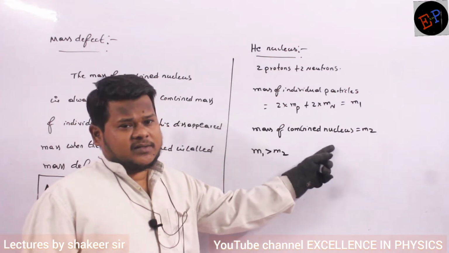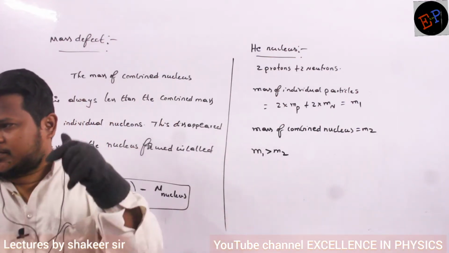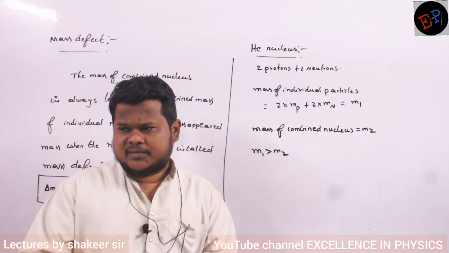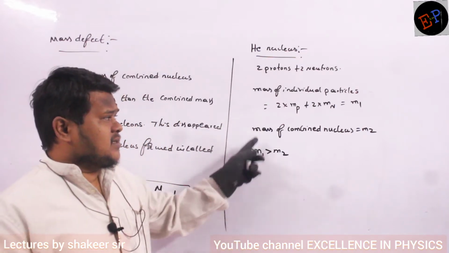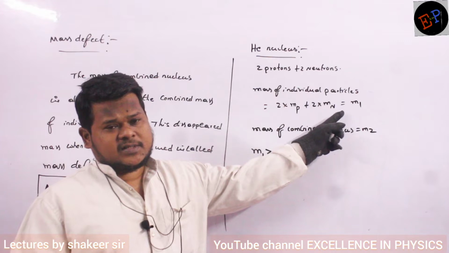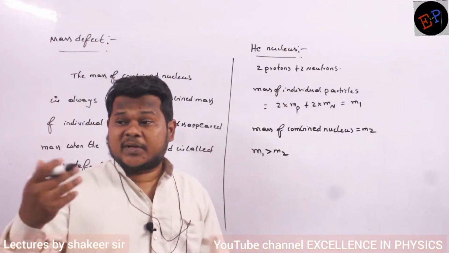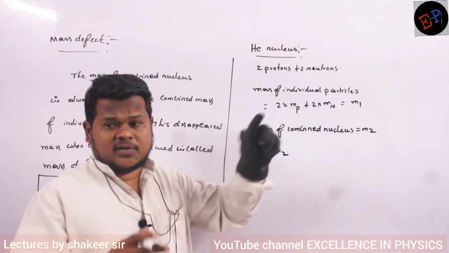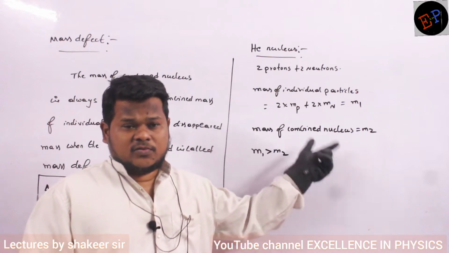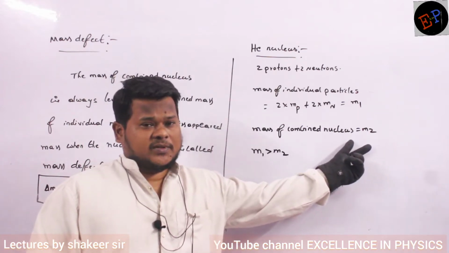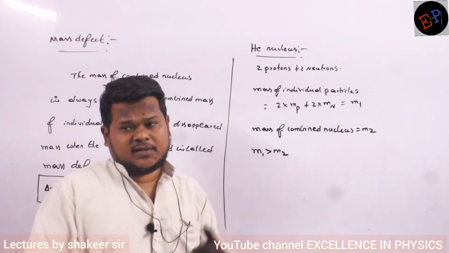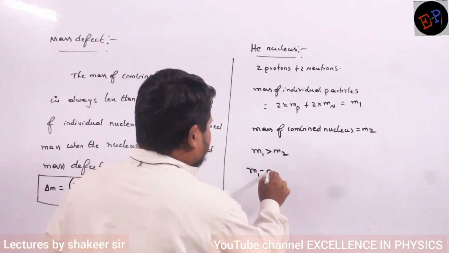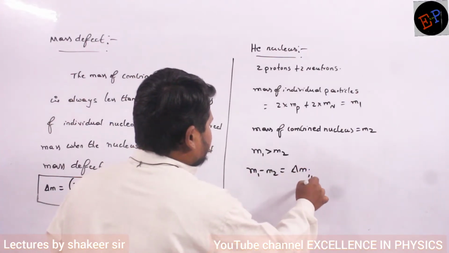Inside the nucleus of helium also you should have 2 protons and 2 neutrons, so the masses should be the same. Are you able to understand? But I see that the individual masses, that is the masses of protons and neutrons taken separately, are always greater than when the same protons and neutrons combine to form the nucleus. When the nucleus forms, its mass is M2, and M1 is always greater than M2. So this difference of M1 and M2 is nothing but mass defect.